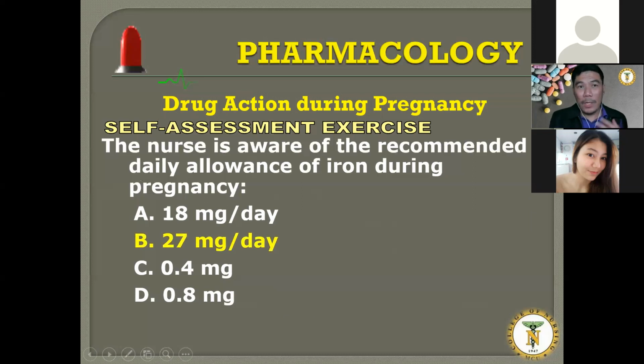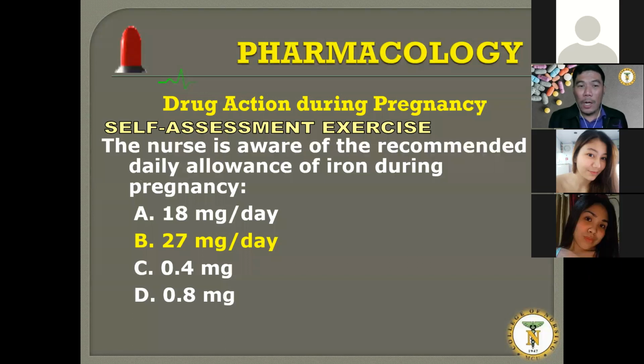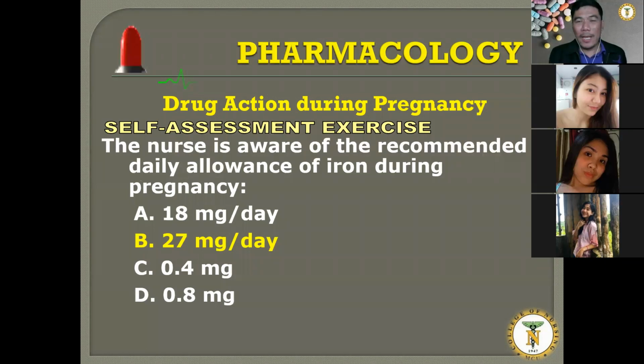We expect a higher recommended daily allowance for pregnant women compared to normal individuals. The 18 milligrams per day is the recommended daily allowance for 18 to 30 years old, non-pregnant. The 0.4 milligrams is the minimum recommended daily allowance of folic acid for pregnant women at 2 to 3 months. The 0.8 milligrams is the maximum recommended daily allowance of folic acid for 2 to 3 months pregnant.